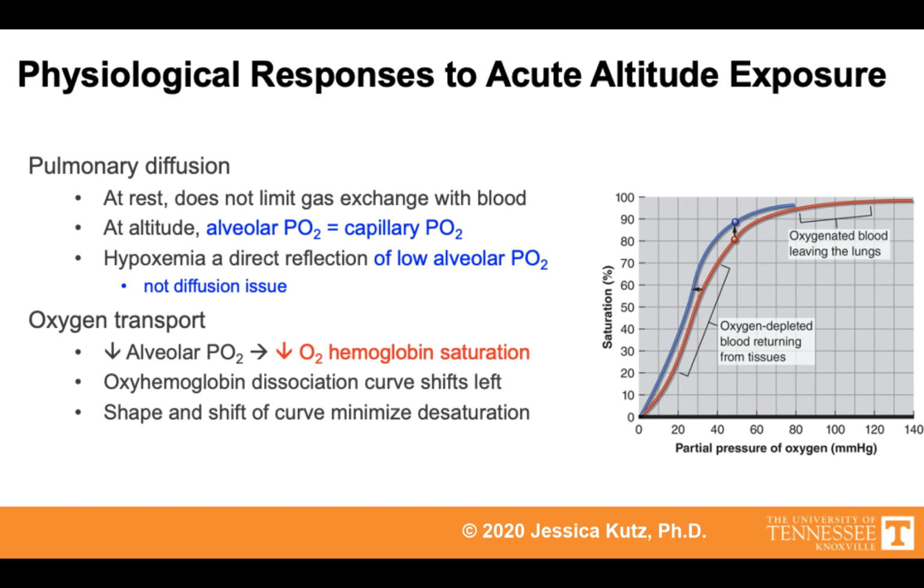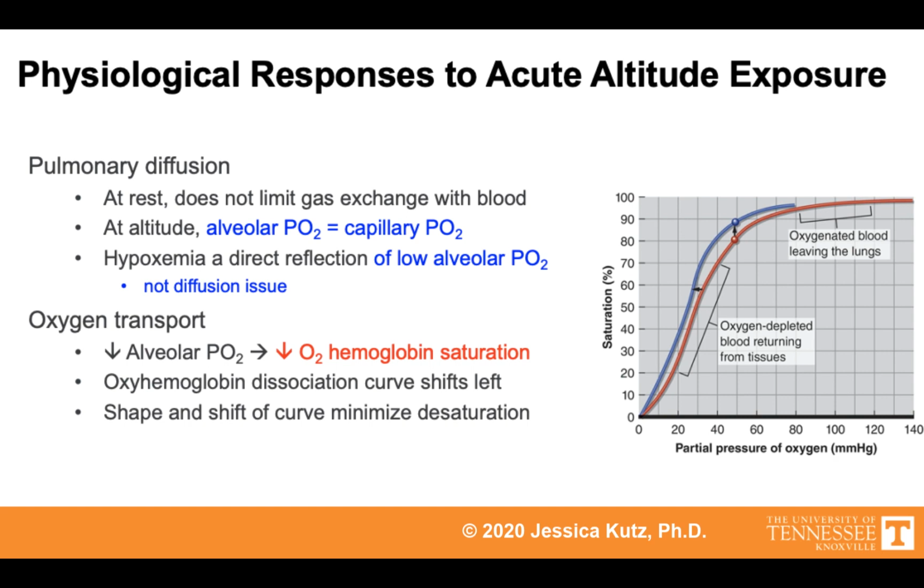If you notice at the very top flat part of the curve, I'm looking at the red line here, that's when we're just leaving the lungs. So our oxygen should be fully saturating the hemoglobin within the blood. And as you move from the lungs through the arterioles, you'll see that the oxygen saturation is going down because you're now delivering oxygen to the exercising tissues.